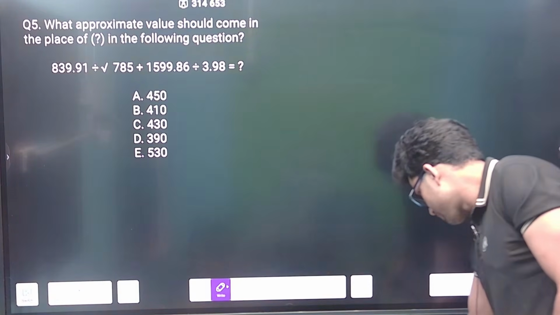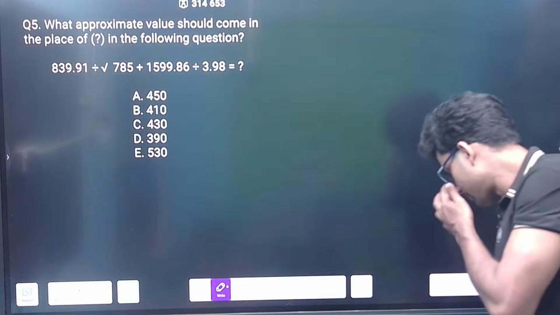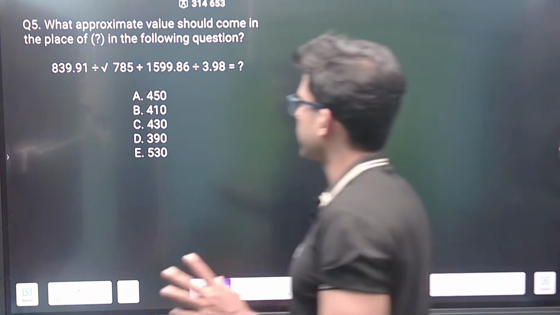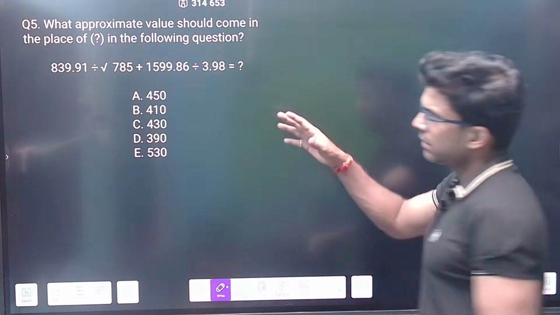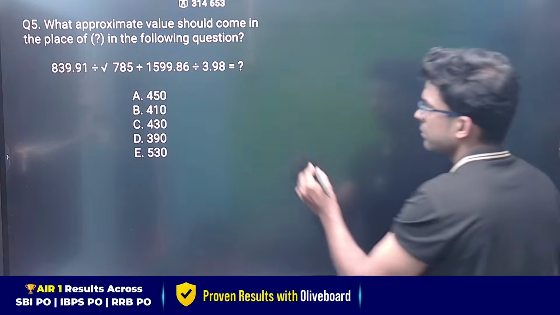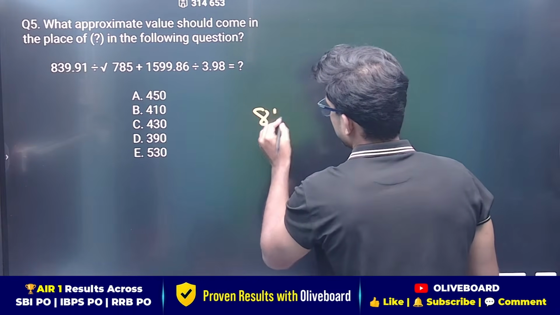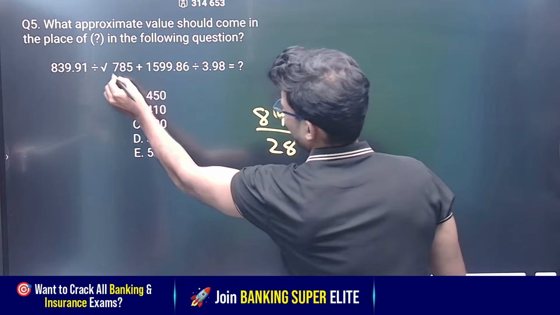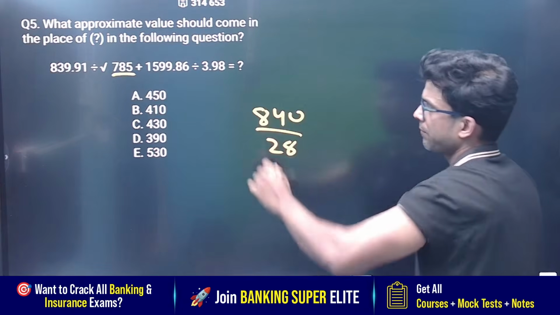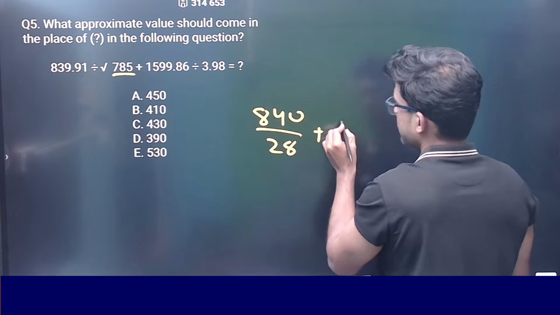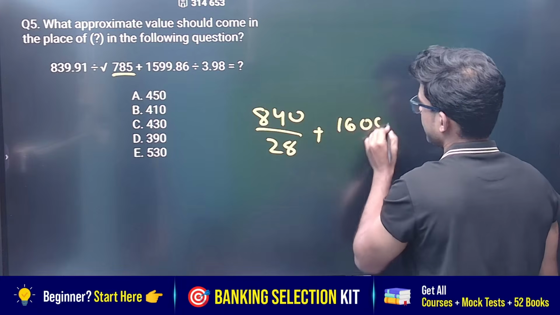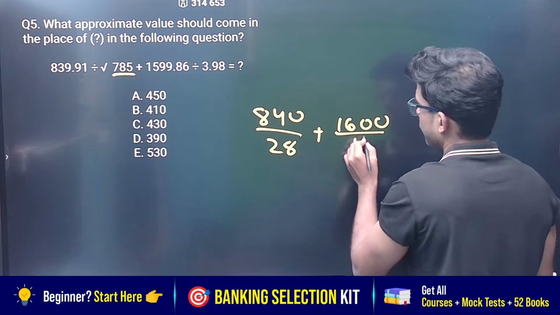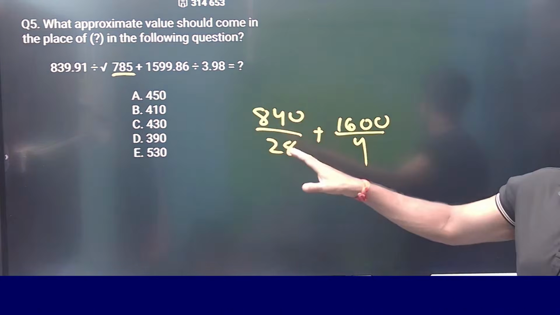Some of you are answering me like 430. That's very good. So see what I can do now. 839 would become 840. So 840 divided by 28, because this will give you 27.9 something, plus this is 1600 divided by 4. Only these things you need to solve.